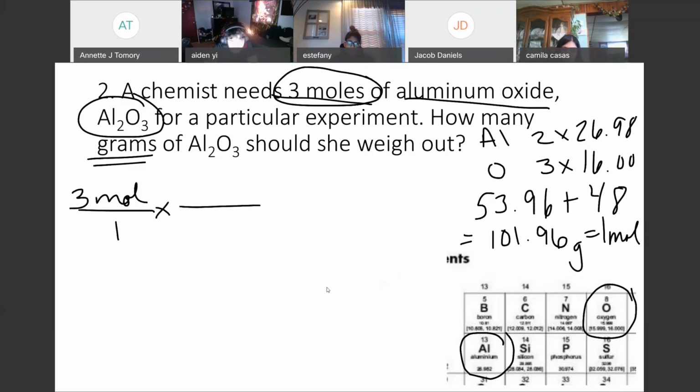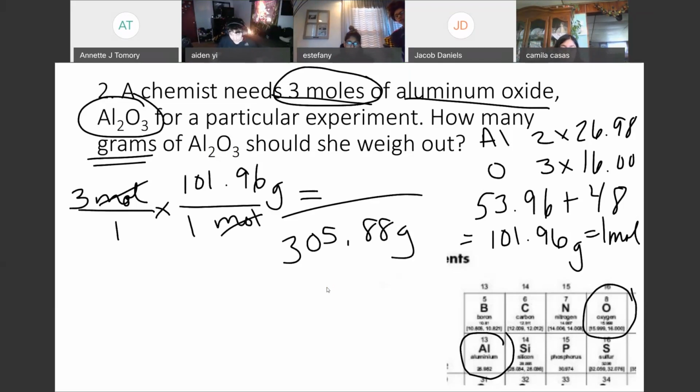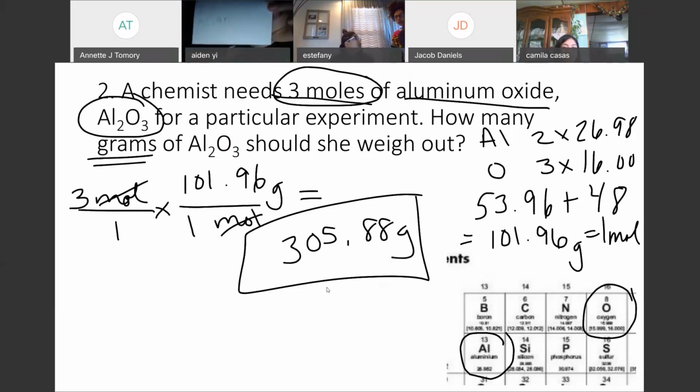3 moles over one. We have moles on top. What do we put on the bottom of the next one? Moles. What number goes with moles? One. Now we have the moles opposite, so they can cancel. What's going to go on top if we're looking for grams? 101.96. So the moles cancel. It's 3 times 101.96, which is 305.88 grams. Getting a little easier. Are we okay with this? Okay.